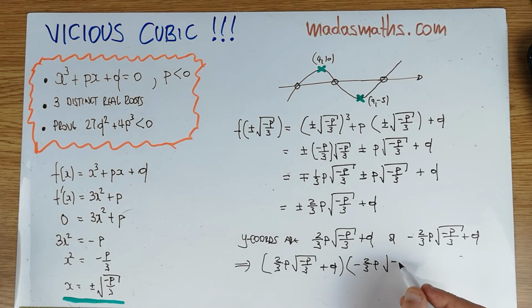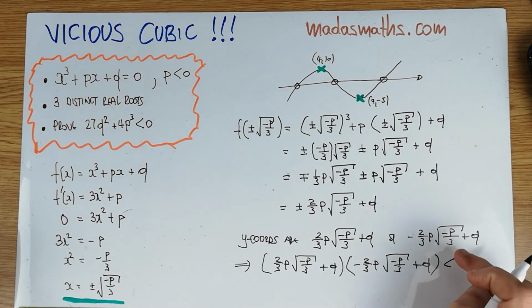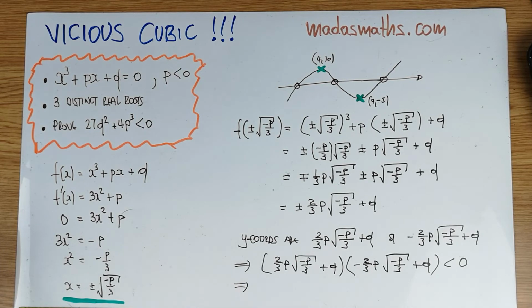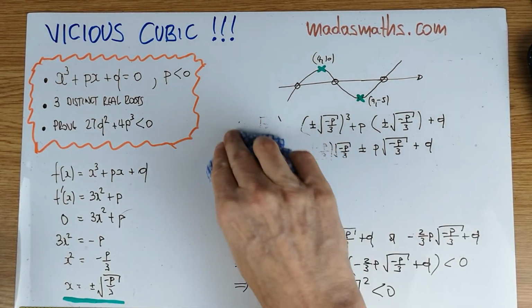2/3 p minus p over 3 plus q. It's a difference of squares, so I've written it as q plus that, q minus that, so that is less than 0, fact. And when we do the difference of squares there, we're going to get a q squared minus, and I'm going to put it in a bracket, 2/3 p square root of minus p over 3 all squared is less than 0. And I think the result should follow within 2 lines. I run out of space, they're very annoying. I have to make some space up here.